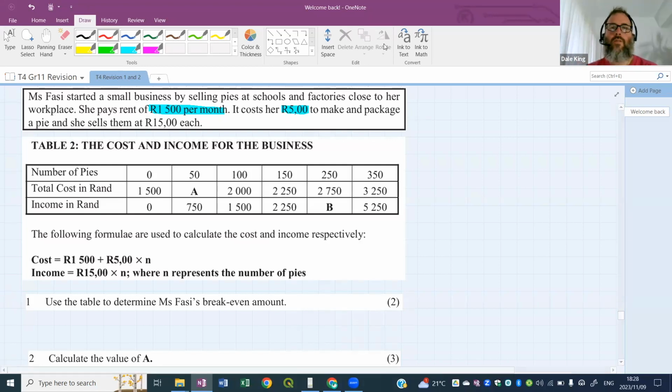Rent of 1,500, fixed or variable? Yes, well done. Good job. Well done. You guys know. So rent is fixed.